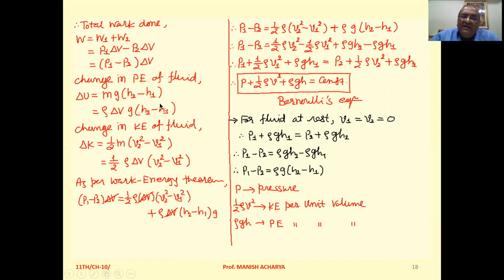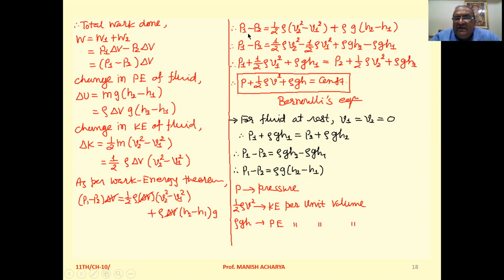Now, as per the work-energy theorem, total work done is equal to the change in total energy. So, total work done, (P1 minus P2) into delta V, is equal to the change in kinetic energy, half rho delta V into (V2 square minus V1 square), plus the change in potential energy, rho delta V into (H2 minus H1) into g. Delta V will be cancelled from both sides.